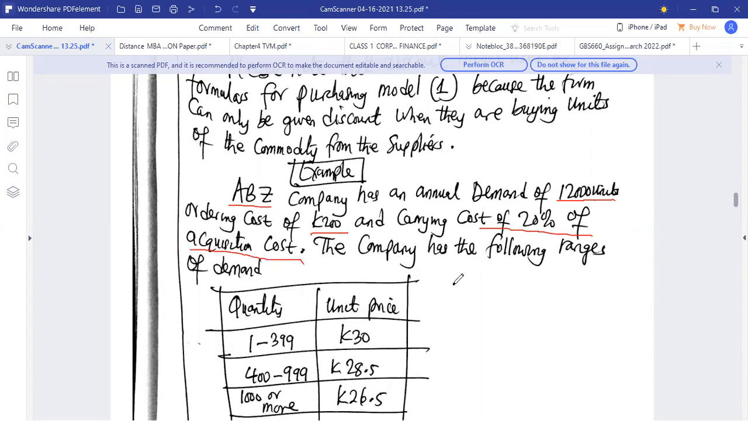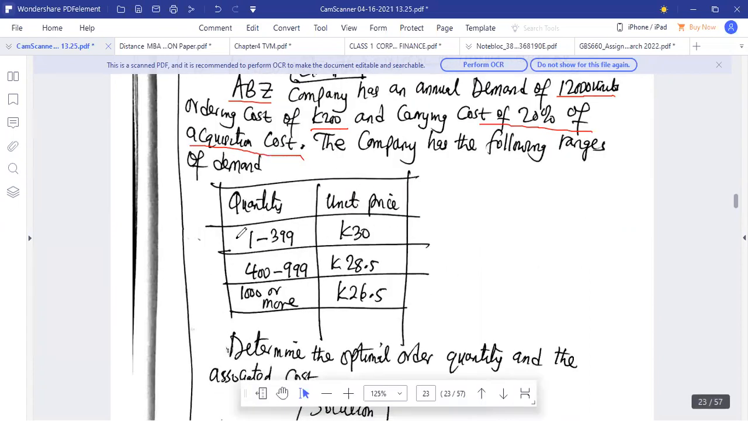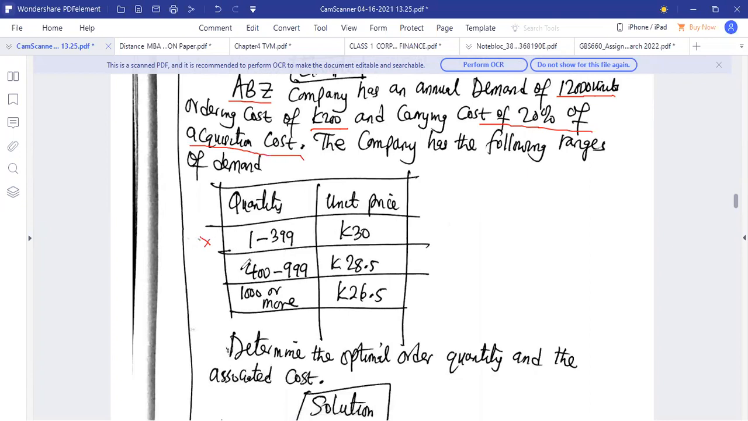The company has the following ranges of demand. If you buy one box or one unit to 399 units, the price is 30 kwacha per unit. Then if you buy 400 units to 999 units, the price will be 28.5. Then if you buy 1,000 or more units, it will be 26.5 kwacha per unit. That's the unit price, which is also called the acquisition cost, SC.